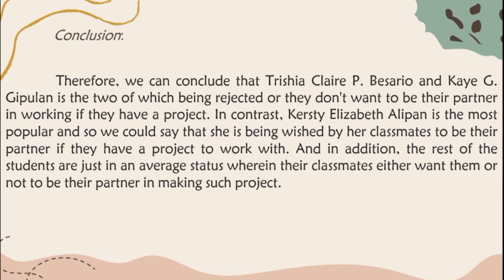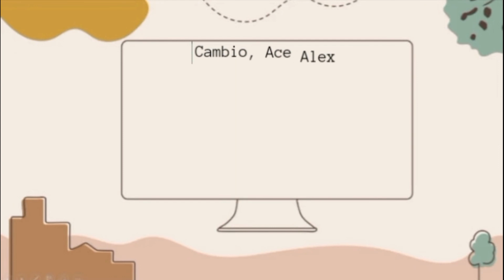In contrast, Kirsty Elizabeth Alipan is the most popular, and so we could say that she is wished for by her classmates to be their partner if they have a project to work on. In addition, the rest of the students are just in average status, wherein their classmates either want them or not to be their partner in making such a project.